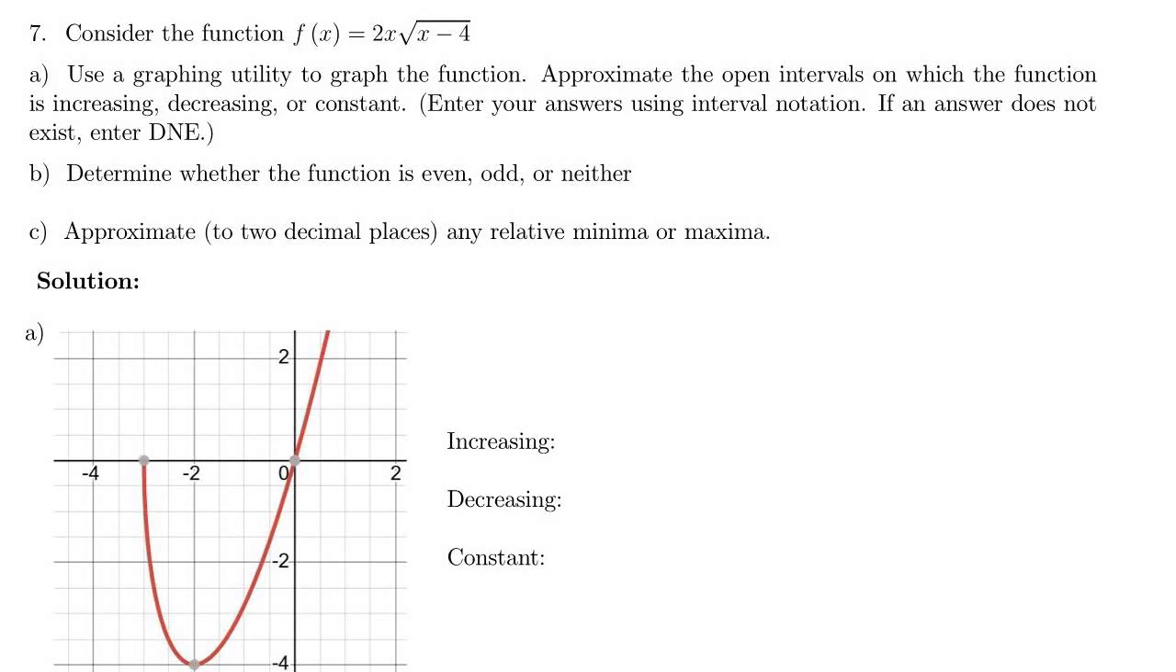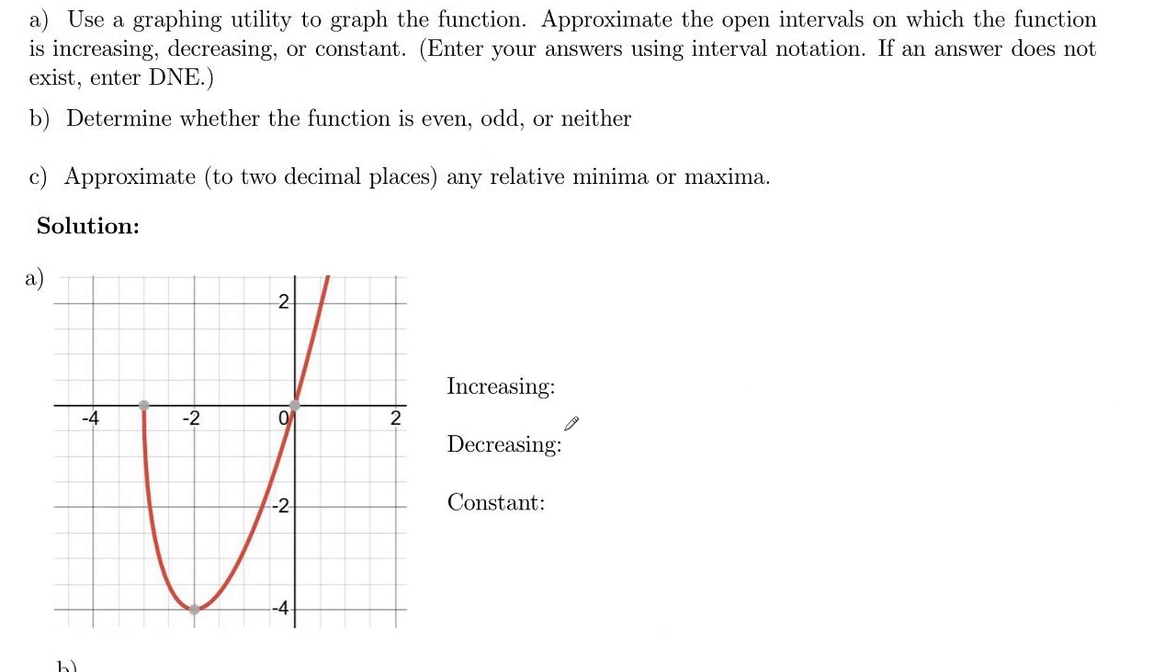In problem 7, we are given this function, 2x times the root of x minus 4. They want us to use a graphing utility to graph the function and then approximate open intervals where it's increasing, decreasing, or constant. So here's my graph. I got that on Desmos, desmos.com/calculator.